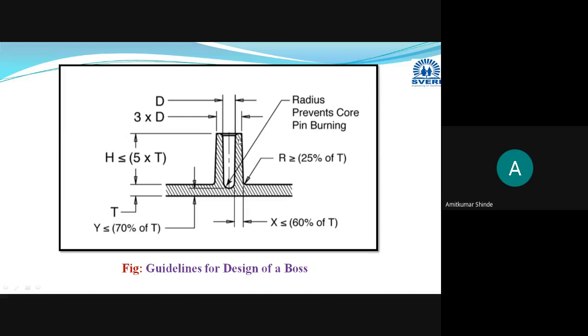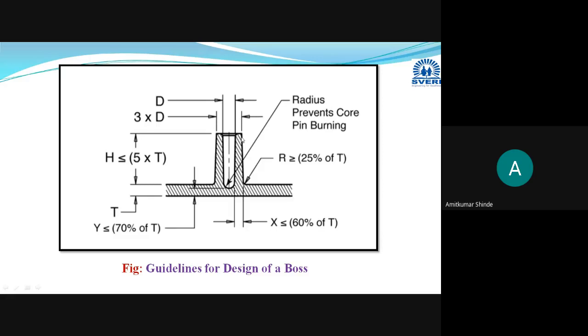Whichever thickness here, this is the thickness of the boss. Now, the thickness of the boss should be less than the wall thickness, and you have to use a parameter: it should be less than 60% of the wall thickness.